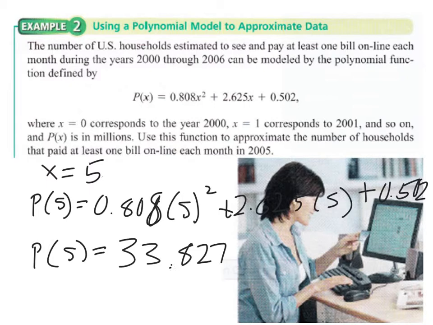So this 0.827, that's actually 827,000 households. So you certainly don't want to just round this up to, say, 34 or something like that. You're actually creating quite a rounding amount there. So again, just 33.827 is the P of 5, and in terms of the original question, that's 33.827 million households in 2005 paid at least one bill online.